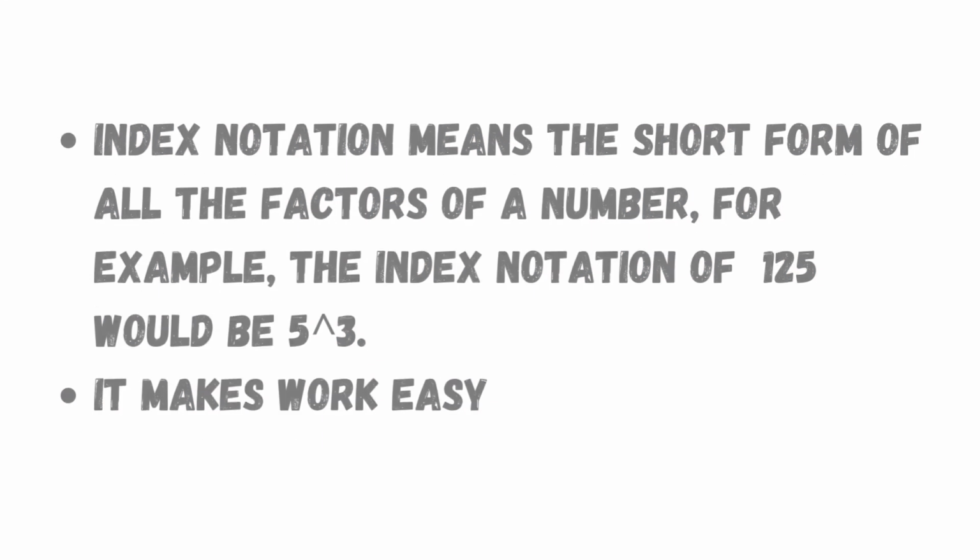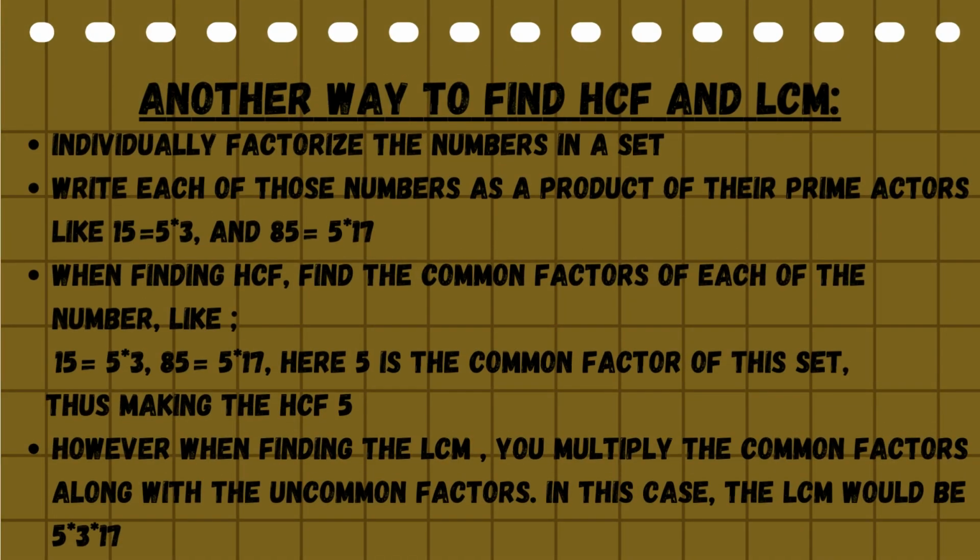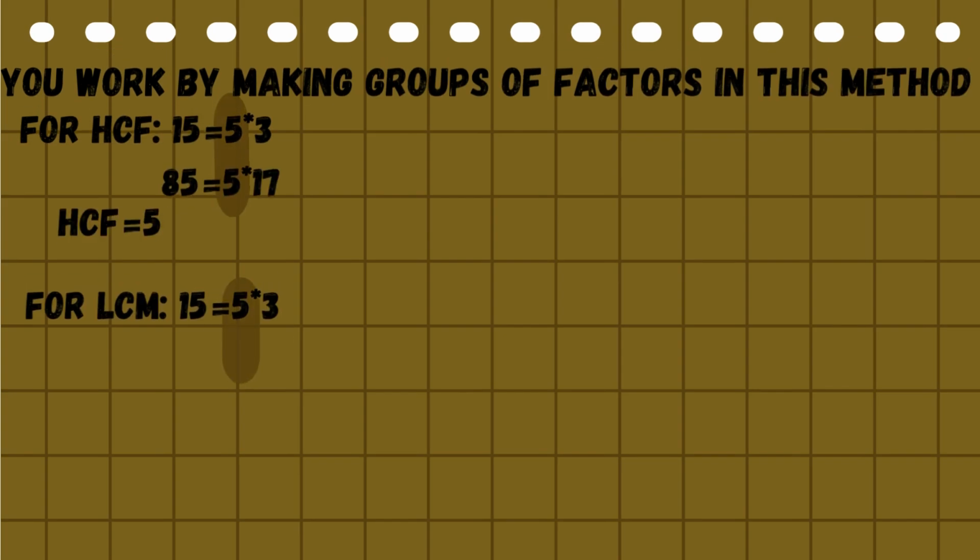Another way of finding the HCF and LCM of a set of numbers is to factorize each of the numbers in the set individually, and then compare the factors of each number. In HCF, after finding the factors of each number, we compare those factors and circle out the common ones, as shown in the video. After this, we multiply the common factors to get the highest common factor.